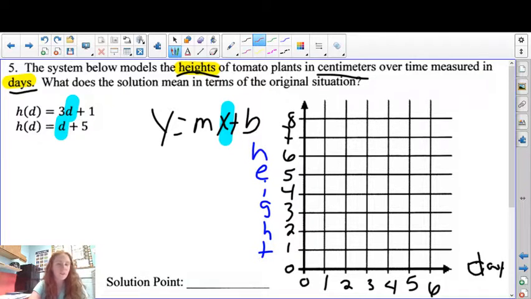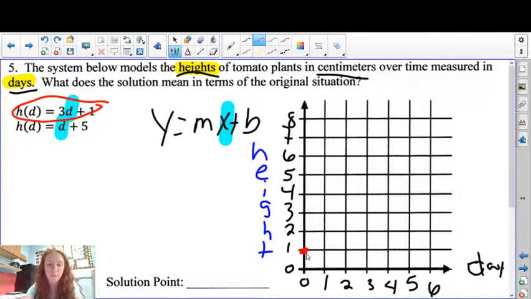Now let's go back and start like we normally do. We're going to go ahead and plot this first one in red. So I start up at 1. And even though I'm only given the first quadrant, we should recognize that if I haven't gone any days, if I plugged in 0, I should just get 1. So x is 0 or day is 0. I have 1 centimeter as the height of this first tomato plant.